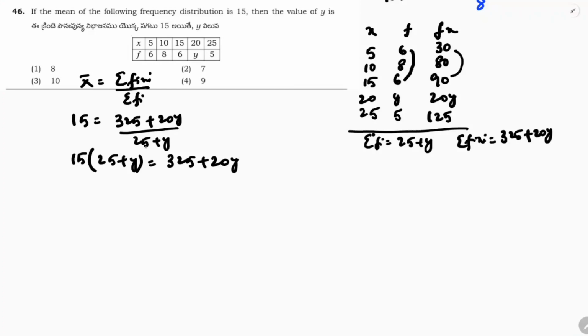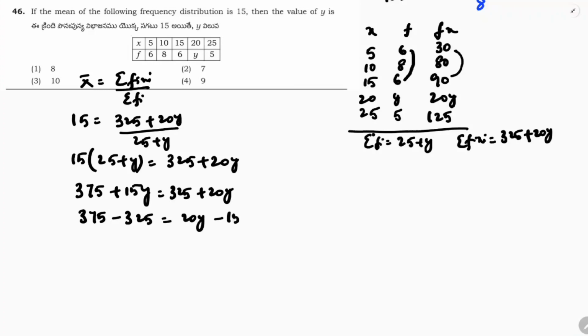So here, see, I just cross multiplied 25 plus y times 15. So 25 into 15, if I do it, 375 plus 15y equals 325 plus 20y. 375 minus 325 equals 20y minus 15y. 50 equals 5y. Y equals 50 by 5, which is nothing but 10. So the correct option is 3.